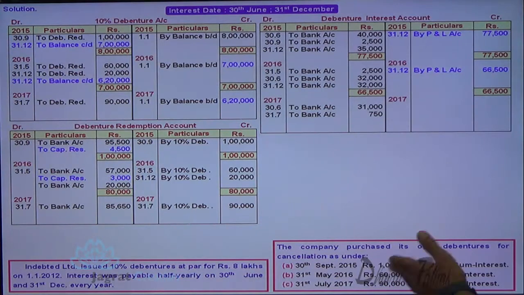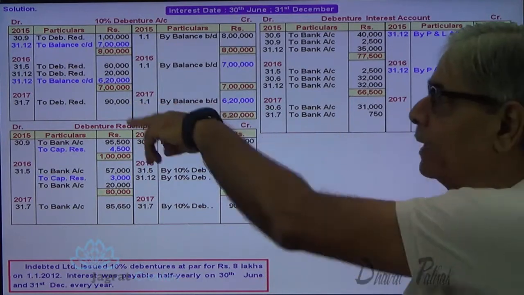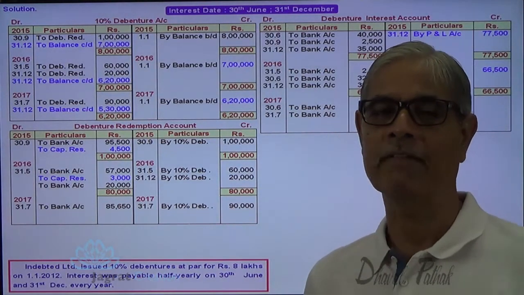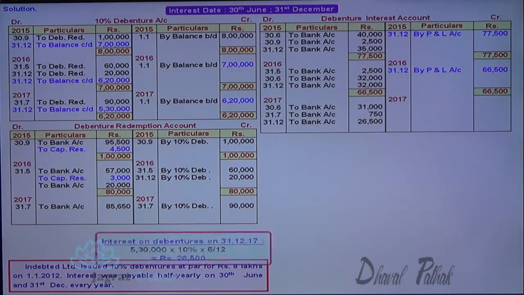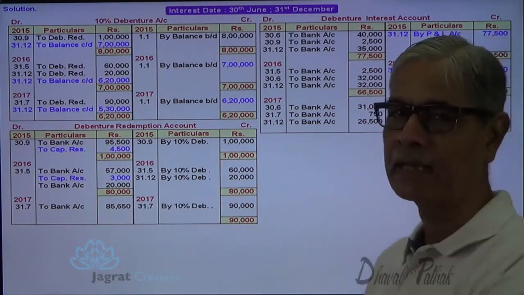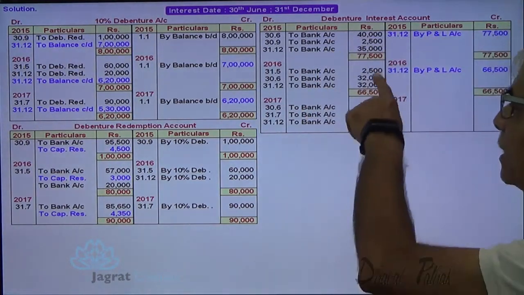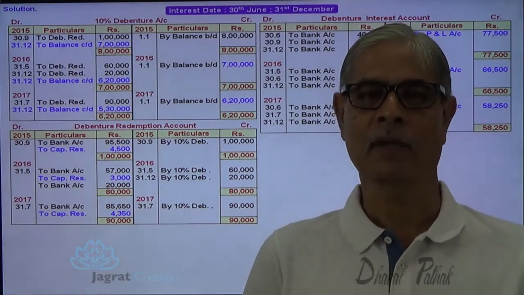Now you are required to pay interest on 31st of December also. So 6,20,000 minus 90,000 is the outstanding balance on 31st of December, 5,30,000. On 5,30,000 you are required to pay interest for 6 months on 31st of December. That works out to be 26,500. Debenture interest account debit to bank account. Now close this account. Profit on cancellation will be transferred to capital reserve: 4,350 transferred to capital reserve. And this debenture interest paid will be transferred to profit and loss account, 58,250. Profit and loss account debit to debenture interest account credit 58,250. This is how this sum gets solved.